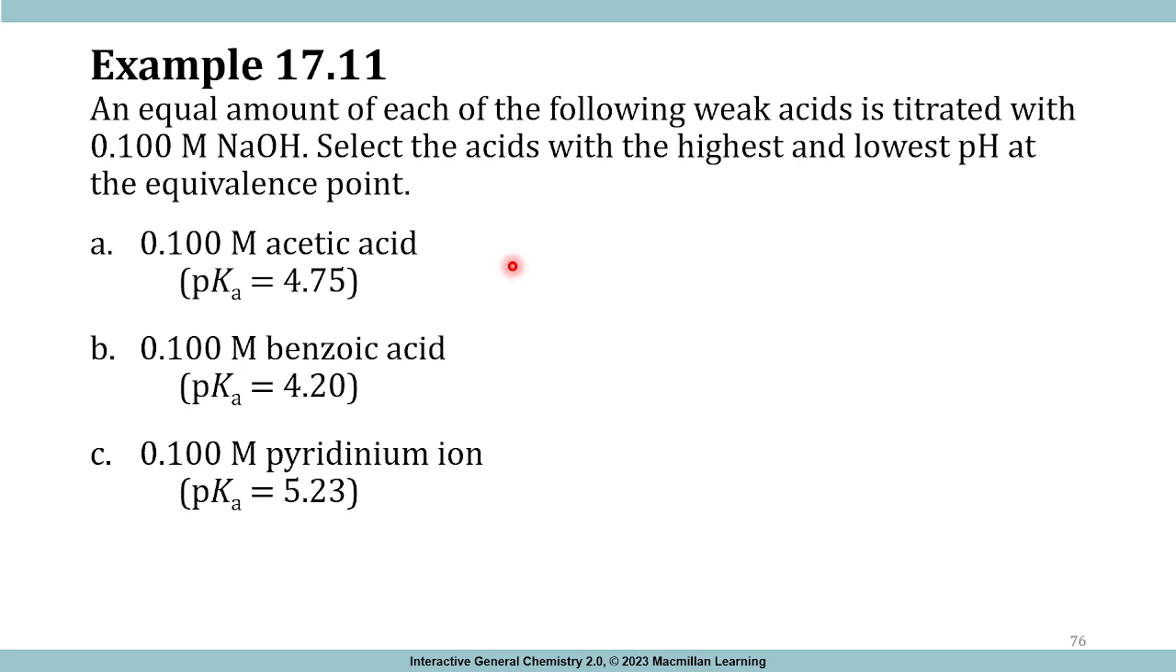Or another way of saying this is the strength of an acid is the weakness of its base, right? The weakness of an acid is the strength of its conjugate base, isn't it? Okay? So the weaker the acid, the higher the pH for the equivalence point. And so that's what we're looking for, isn't it? All right, so which one would be the weakest acid?